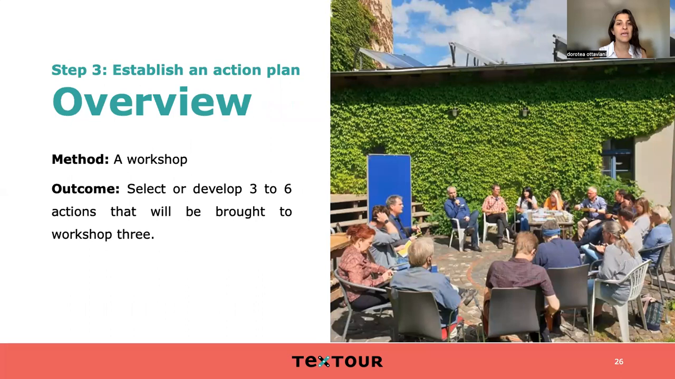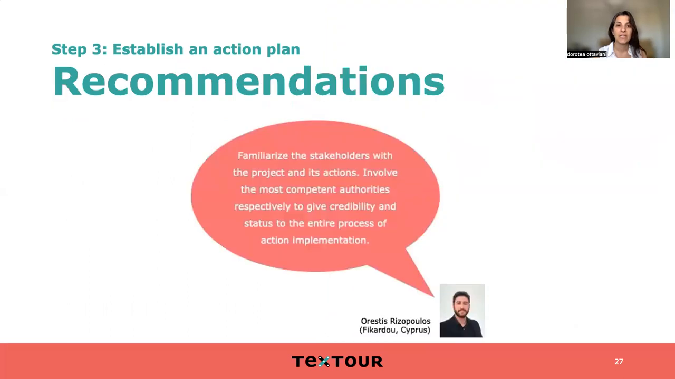This again will be achieved through a workshop, and it will have as an outcome the selection or development of 3 to 6 actions that will be brought to workshop 3. Again, a recommendation: make sure the stakeholders familiarize themselves with the project and its actions. Involve the most competent authorities, respectively, to give credibility and status to the entire process of implementation.